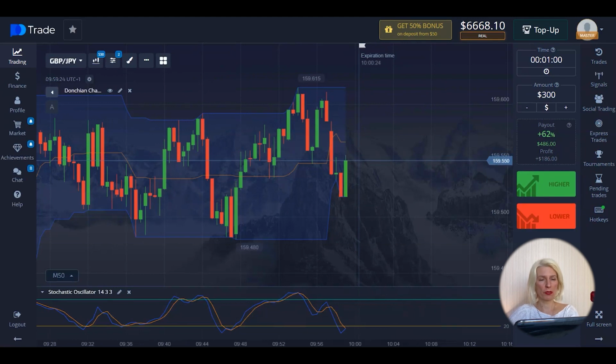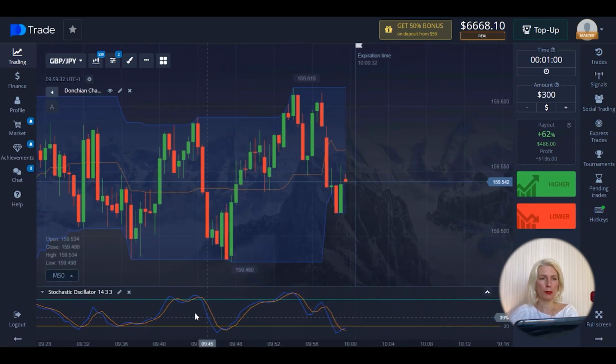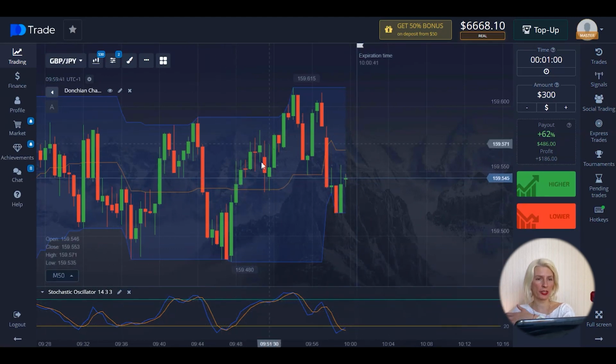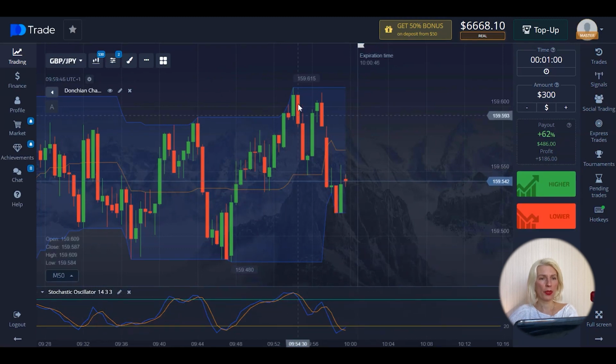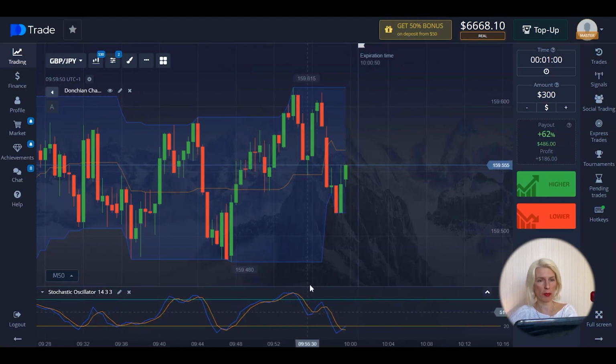The price starts to rise and heads for the middle line of the downtrend indicator. If we compare the two indicators, we can clearly see how well they coordinate and how their signals coincide at the reversal points.